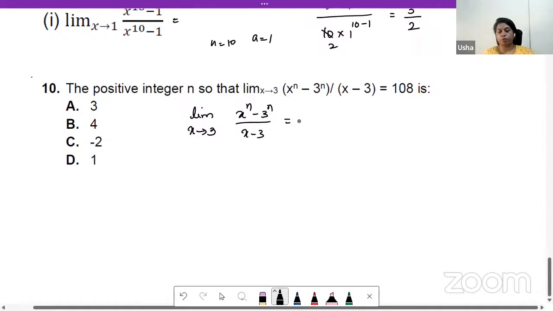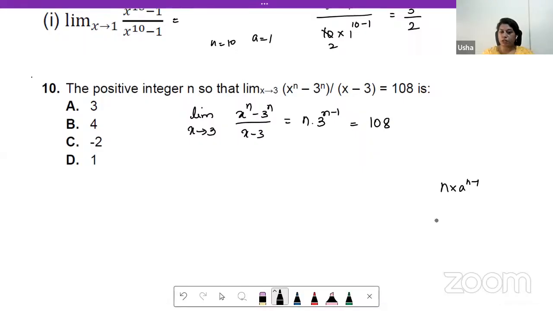Now let us first write the formula for this. What's the formula? It is n into a power n minus 1. Here we don't know what n is, so I'll just write it as n into 3 power n minus 1. Okay, n into 3 power n minus 1, and that is equal to 108. Now we have to find out for which of these values of n we get this 108.